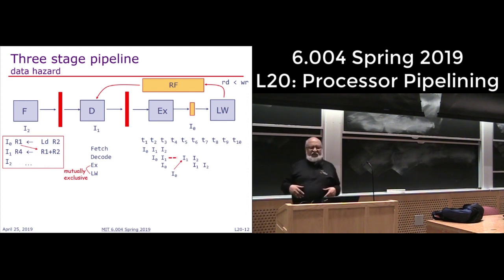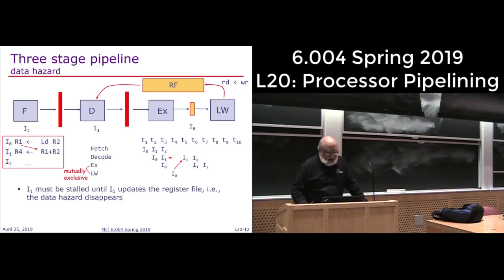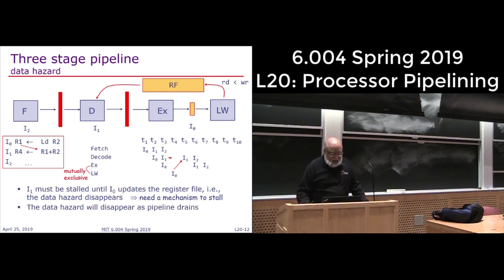This arrow is just a way of saying that if there is a possibility somebody is going to be updating that register, be patient, wait. Don't let this instruction move until the instruction that is ahead of you completes. Once it completes, by definition, the value of the register will be correct. So the question is, how do we do all this? I1 must be stalled until I0 updates the register file, and the data hazard disappears. What I want to describe next is a mechanism for detecting these things and stalling. And the data hazard is guaranteed to be eliminated as the pipeline drains, as the instruction goes towards completion.